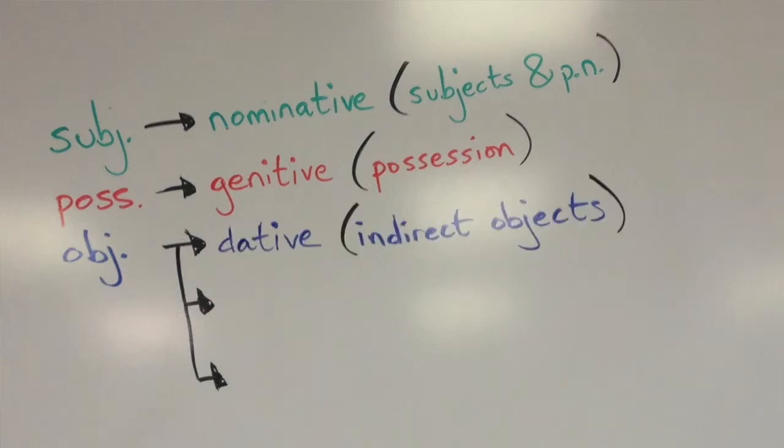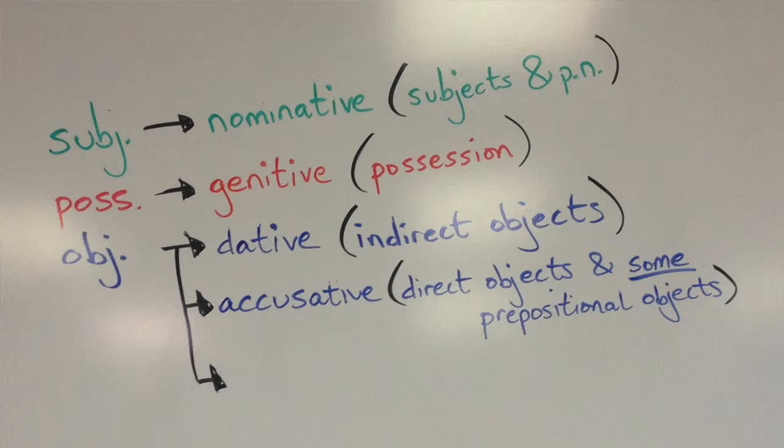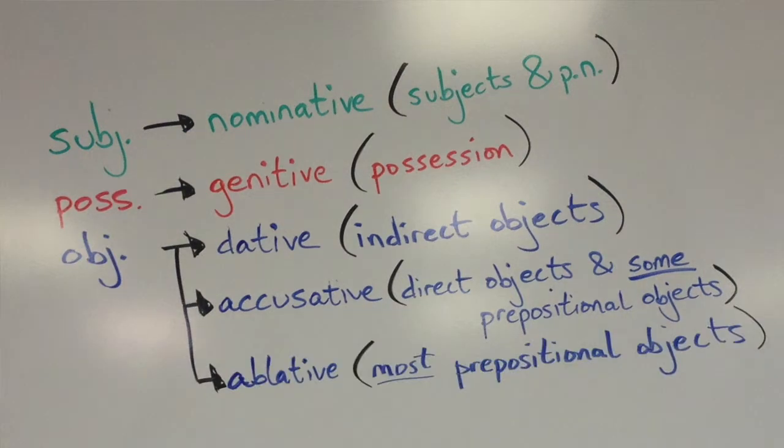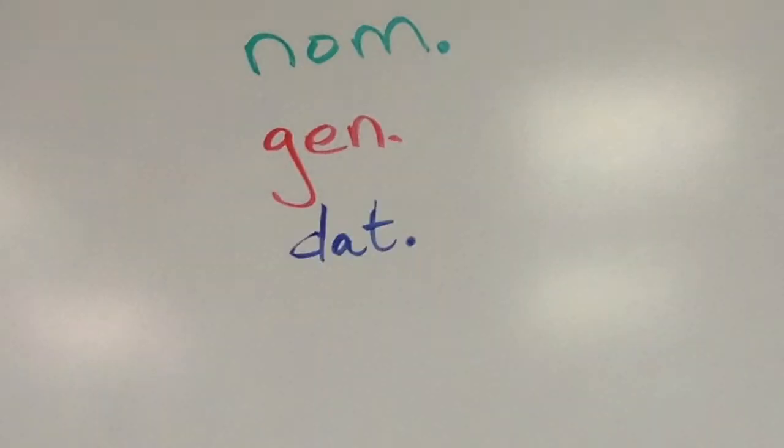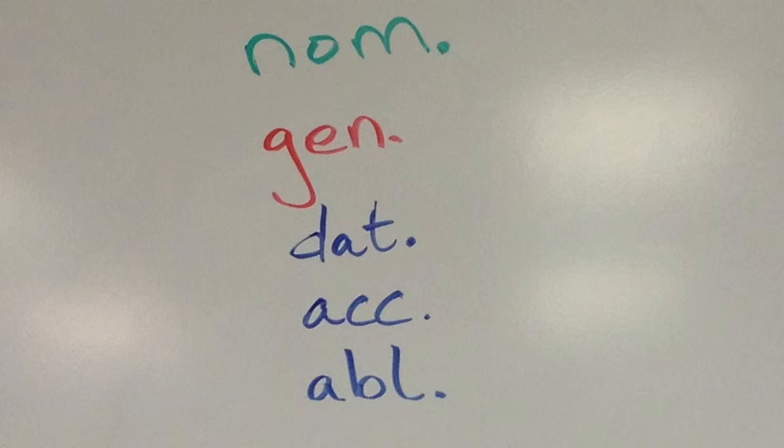We will have the dative case for indirect objects. The Latin accusative case will handle direct objects and some prepositional objects. And the ablative case will be for most prepositional objects. We'll abbreviate these as nom, gen, dat, acc, and abl, and we'll always list them in the same order.